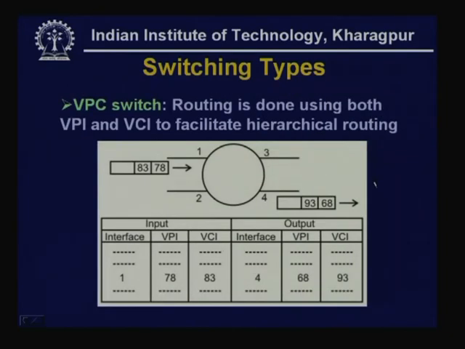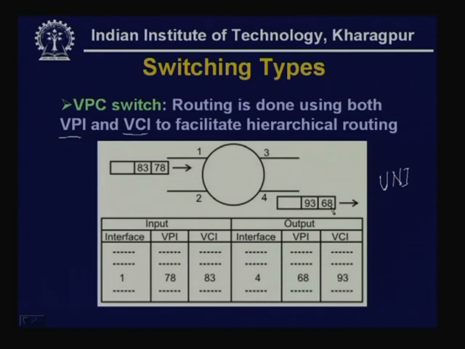On the other hand, in VPC switch, routing is done using both VPI and VCI, and usually the UNI interface uses this kind of switching, where both VCI and VPI are being used. So, this is the cell arriving at interface 1 with VCI 83 and VPI 78, and the output will be forwarded to interface 4, and when it is forwarded, it assigns a different VPI and VCI.